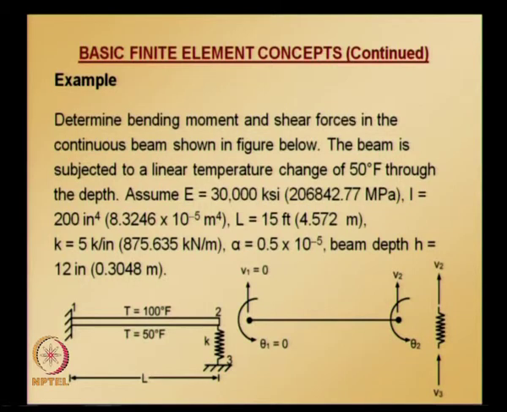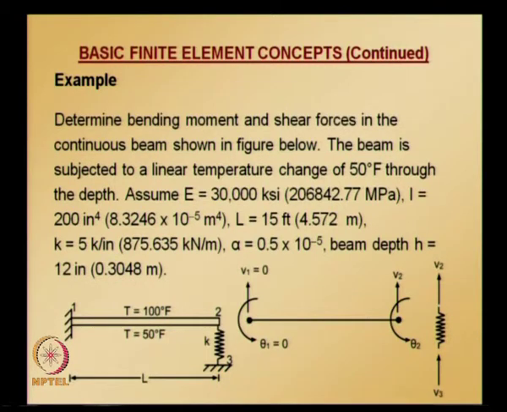So the linear temperature change of 50 degrees Fahrenheit through the depth, that is delta T_T minus delta T_B, that value is 50 Fahrenheit, and the rest of the material properties, Young's modulus, moment of inertia, length, spring constant, coefficient of thermal expansion, and height of the beam, all quantities are given there. In this problem, as you can notice, there are two kinds of elements, one is a beam element, another is a spring element. So we will take two elements and three nodes.